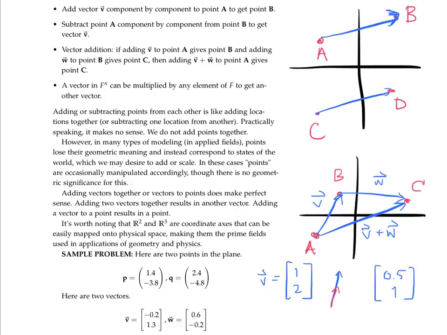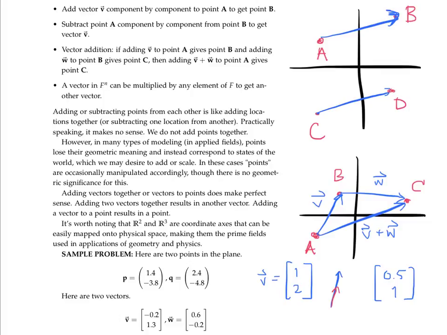However, there are many types of modeling in applied fields, outside of math. Economics is the one that stands out most to me, where a point represents an allocation of goods. So maybe you have apples and oranges, and person A has this allocation and person B has this many apples and oranges. You want to know how many total they have if they combined forces. Then you might be adding points together. But there's no geometric significance for this in mathematics.